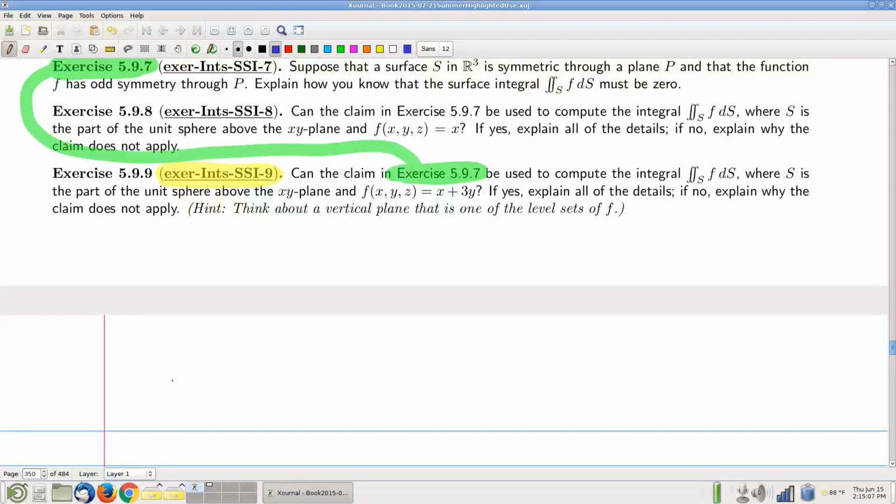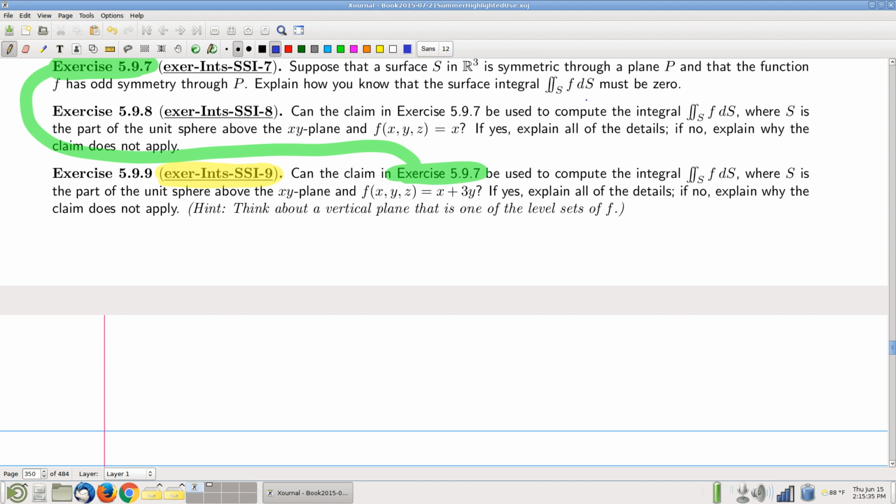Okay, so, all right. So can the claim in this previous exercise be used to compute a certain integral? Now let's notice what this previous exercise says. If you have a surface that's symmetric through a certain plane, and the function f has odd symmetry through the plane, then the integral must be 0. Right? So it's basically a symmetry argument for this new context of surfaces and scalar line integrals.